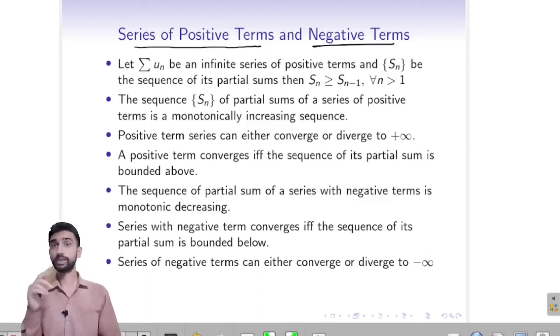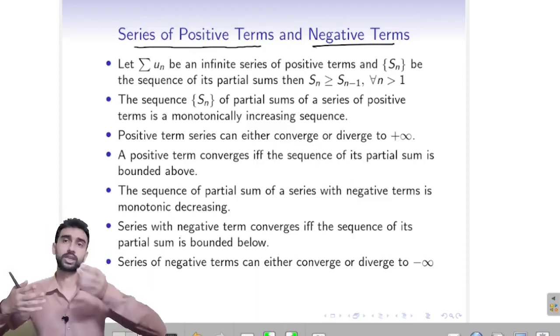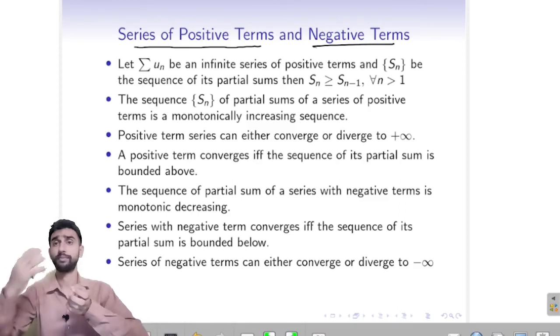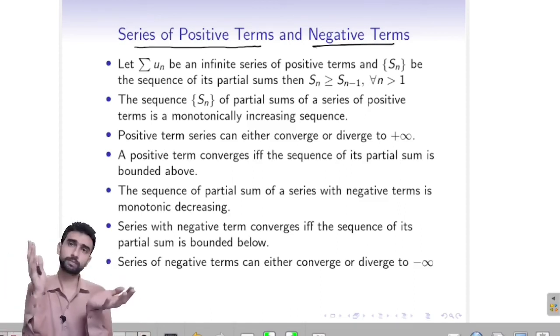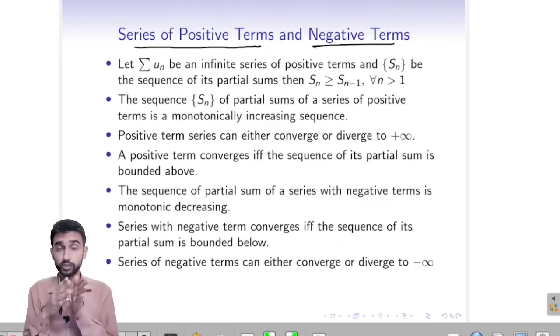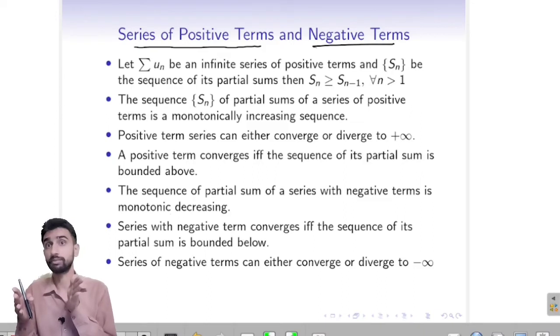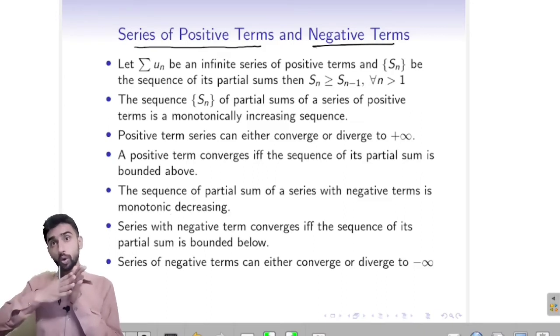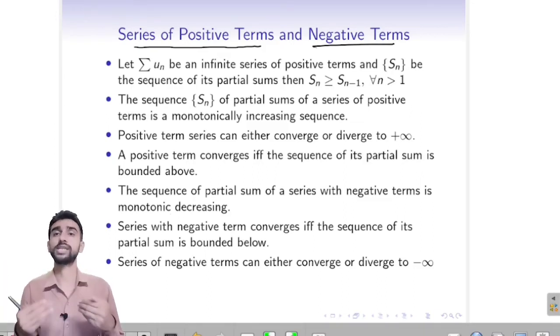Till now we were discussing the general series. The terms can be positive, the terms can be negative, the terms can be mixed, some positive and some negative. Now we will talk about special series. First of all, a series in which all the terms are positive will be called a series of positive terms. And a series which has all the terms negative will be called a series of negative terms.